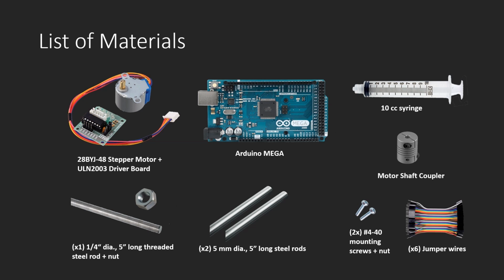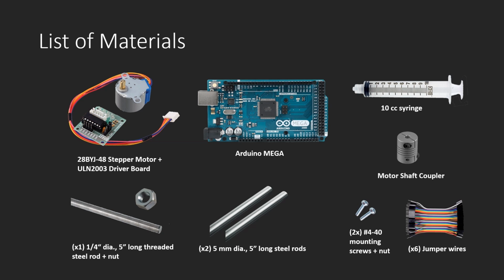First, let's have a look at the list of materials. For this project, I used a 5-volt stepper motor as an actuator. Specifically, I'll be using the 28BYJ-48 stepper motor, which is a low-cost motor you can buy online, as well as the ULN2003 driver board, which is compatible with Arduino microcontrollers. I'm going to be using the Arduino Mega, but you can use the Arduino Uno or smaller versions as well.